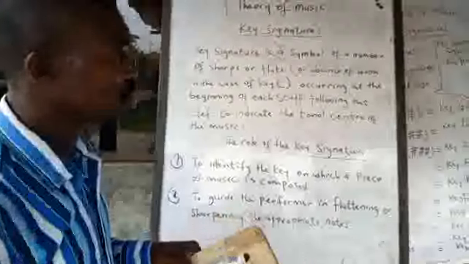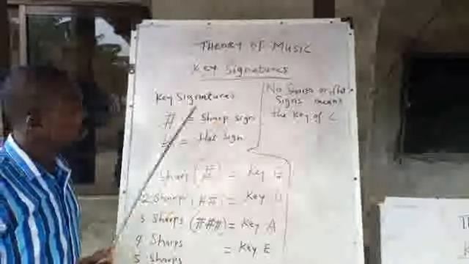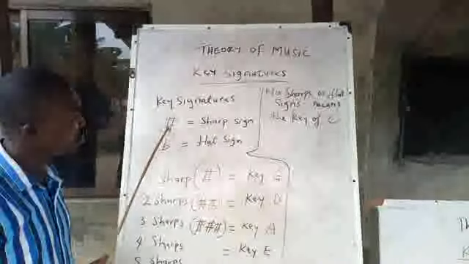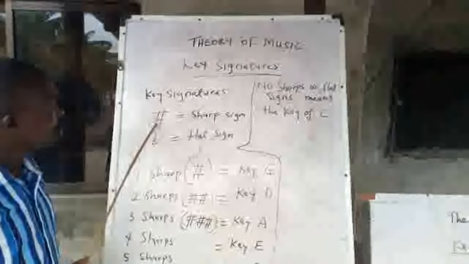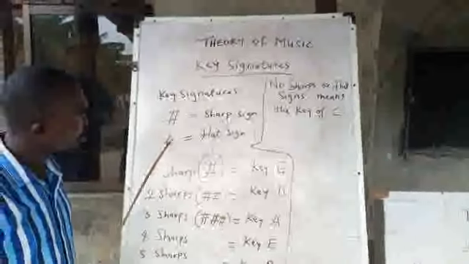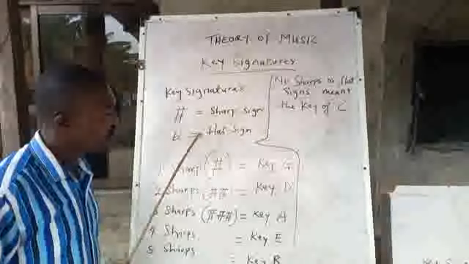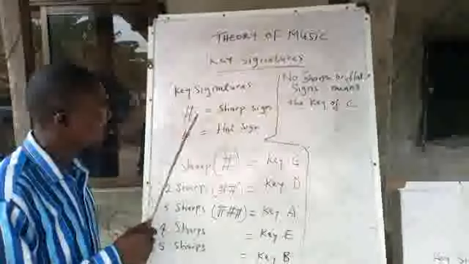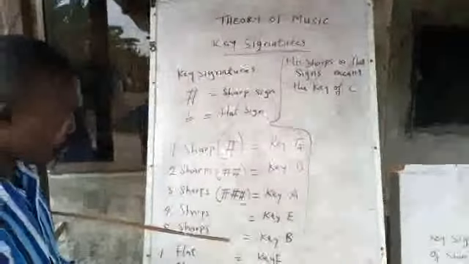Now, we talked about sharp and flat signs the other time. Look at the sharp sign here. This is the sharp sign. This is how it looks, like a hash. So it's called the sharp sign. The one that looks like a B, not a B, but it's called the flat sign in music. These are the signs used in key signatures. They will occur at the beginning of the staff.